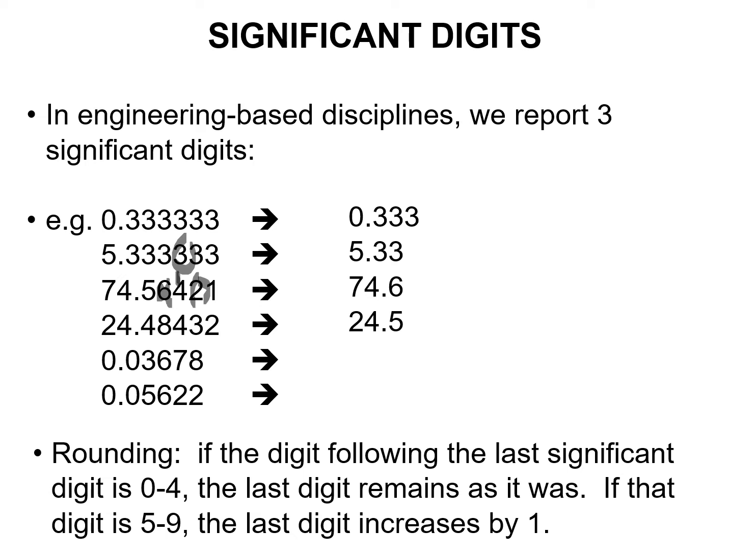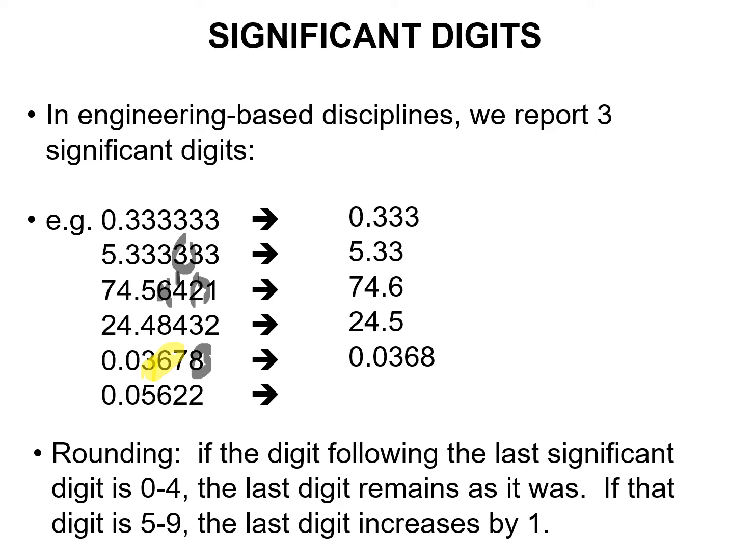Now, we do not consider any number with leading zeros or 1s to be significant. So when we look at this one, 0.03678, we take this 8 because that's the end of significant digits right here. The 0.0367, the 367 is our 3 significant digits. So we take that 8, it's greater than 5. So we take 7 and increase it by 1. So now it's 8. So we're left with 0.0368.